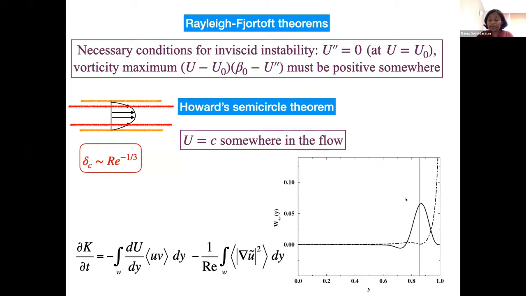And here is the production and dissipation shown in a channel, where this is the critical point U equal to C, and this is about the thickness of the critical layer. You see that all the disturbance energy production is in the critical layer, and it's dissipated near the wall.